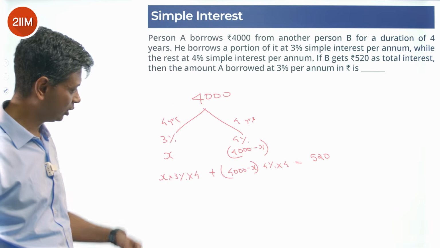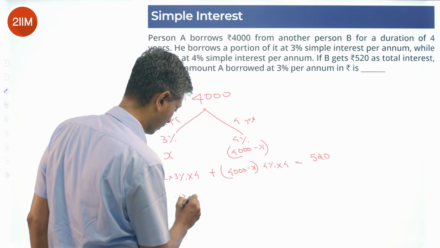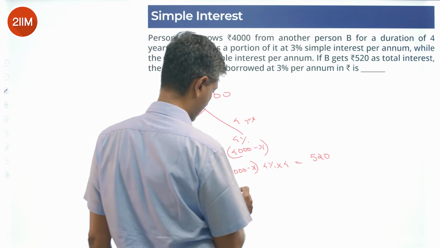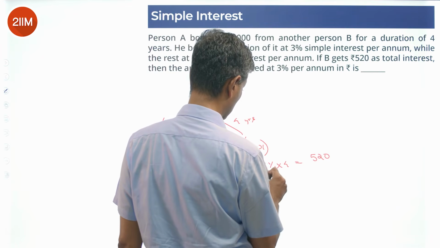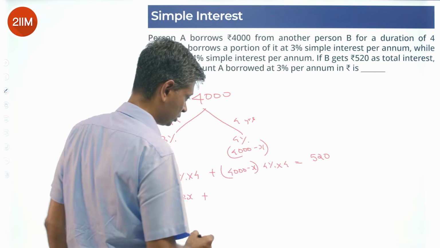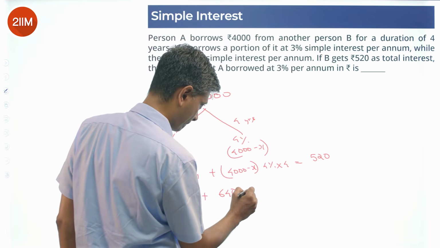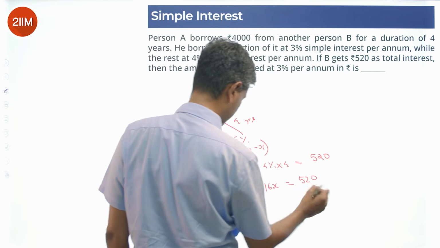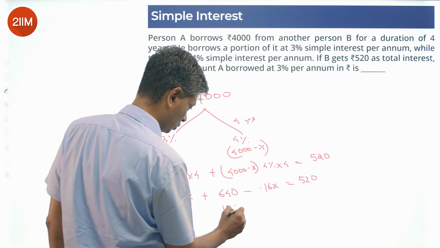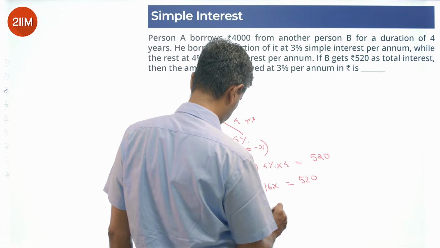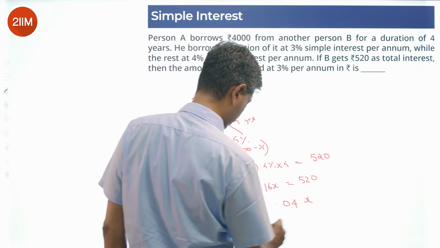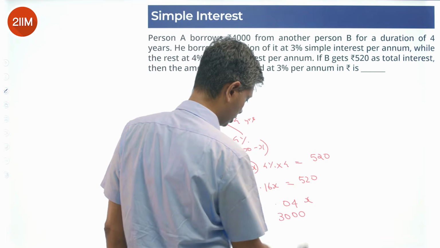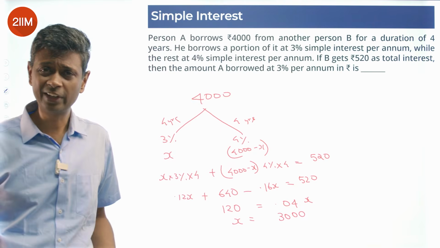So this is 0.12X plus 4,000 into 4% into 4. 4 into 4 into 4 is 64, plus 640 minus 0.16x equals 520. Bring that this side. 640 minus 520 is 120 equals 0.04x. X is 3000. 120 by 0.04, 3000. And just brute forcing it, writing an equation and solving it.